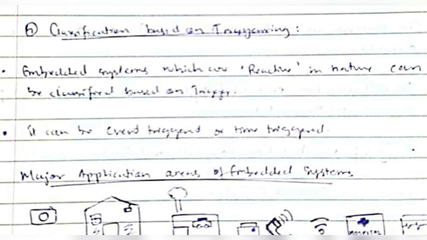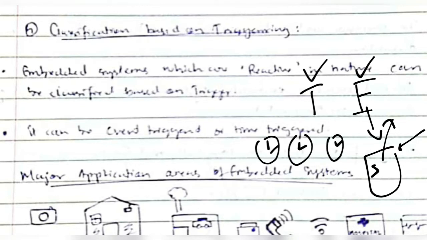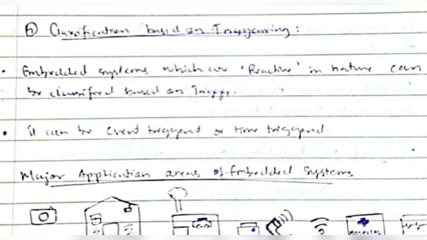Classification based on triggering means there are two types: time triggered and event triggered. For event triggered, you can consider the example of a sensor: if it crosses a particular point, the sensor will give some output. That's based on an event. Time triggered is like an alarm clock: at specific intervals of time, the alarm will sound. So these are the two classifications under the topic based on triggering.